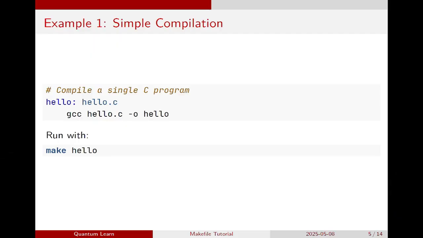To run this Makefile, from the command line, we will just say make hello. Since hello is a target in the Makefile, the Makefile knows what to do when the target name is given. What it will do is compile hello.c and put its output in a file named hello.